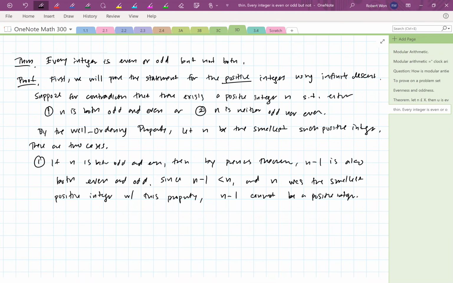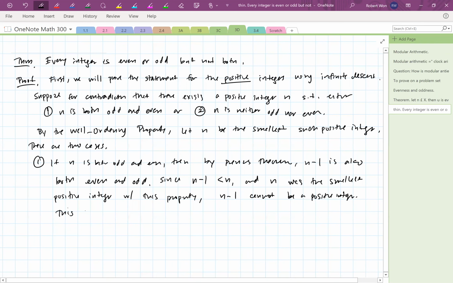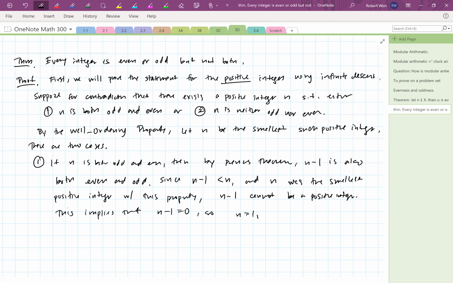But this means that n was positive and n minus 1 was not positive, and 1 is the smallest positive integer. So this implies that n minus 1 equals 0, so n equals 1. But we know that 1 is odd and not even. We proved that, which is a contradiction.